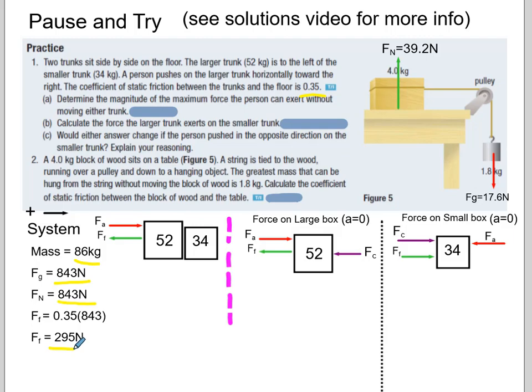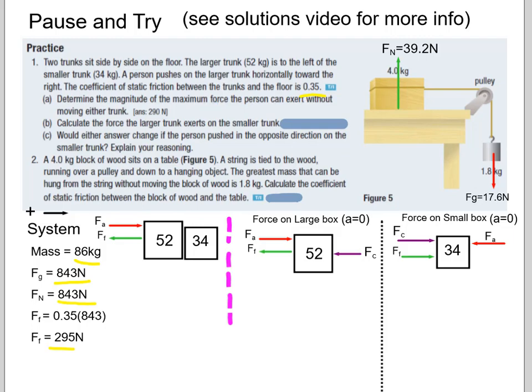Now, we might be a little bit off from rounding in the textbook, but until I overcome that 295 newtons, that's the largest force you can apply before these things move. I think the book has 290 newtons, so they round it a little bit differently. So until you overcome that 290 newtons, these don't move. So the maximum force you can exert will be 295 newtons if we use my numbers.